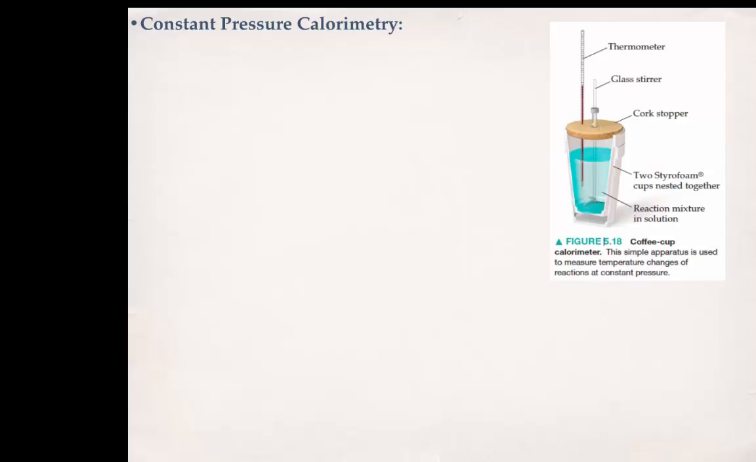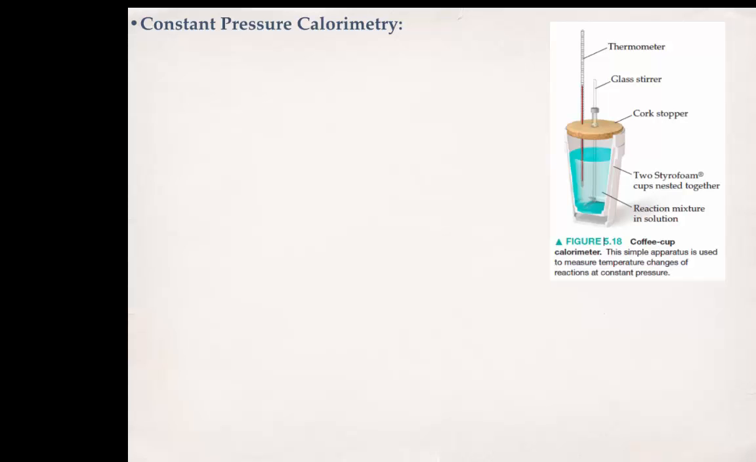Now we're going to look at two specific tools that can be used to perform calorimetry. The first one is constant pressure calorimetry. Now, constant pressure is just the atmospheric pressure. This is what's called a coffee cup calorimeter. This is what we would use in our lab.